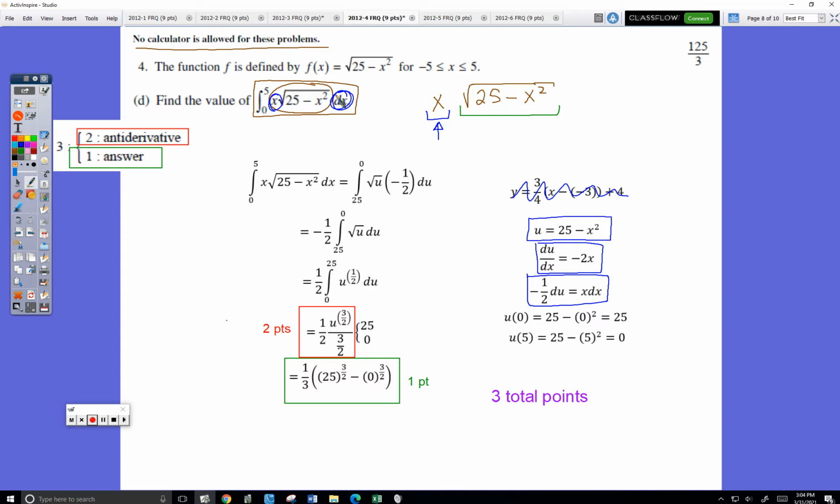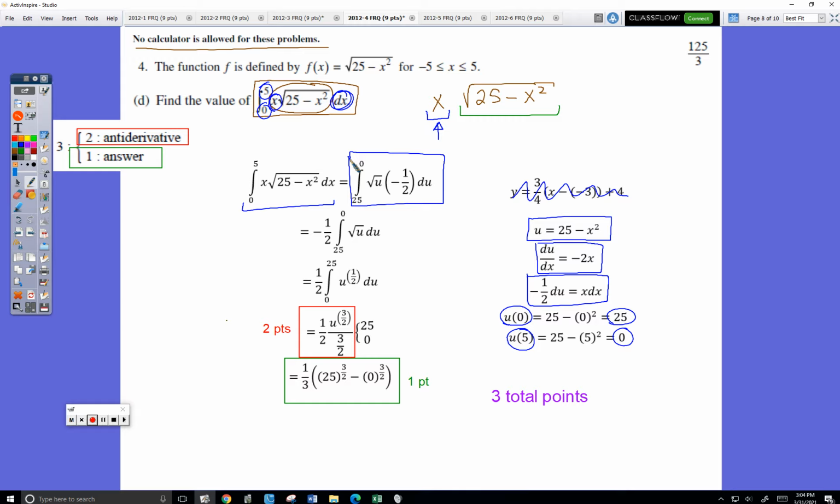I've also got to change my limits. These are x values, I need u values. So I go find the values of u that correspond to those values of x. It does kind of a weird thing. It makes the limits seem upside down. So when I make all the replacements, this is my new transformed integral. I'm never going back to x now.